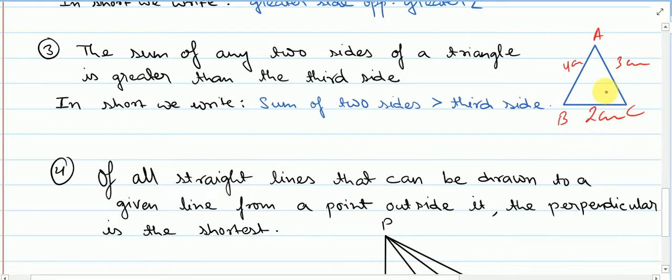Here you will observe that if you take the sum of AB and AC, that means 4 plus 3, 7, it is always greater than 2. If you take 2 plus 3, 5, that is greater than 4. 2 plus 4, 6, that is greater than 3. So the sum of any two sides of a triangle is greater than the third side. In short, we write sum of two sides greater than third side.